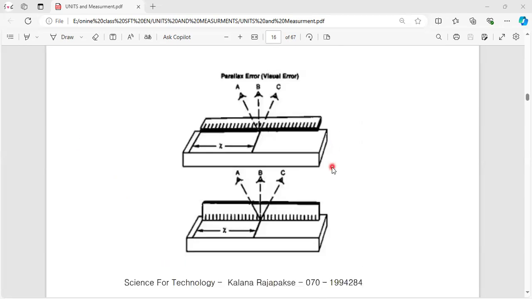Also known as the visual error, you can see, even though I am reading a measuring instrument like a meter ruler, from these A, B, C positions, we should always take the correct level.